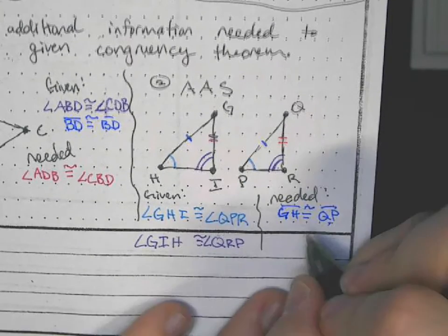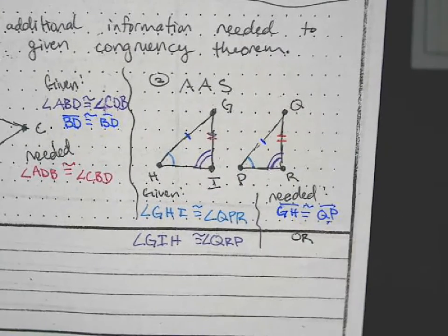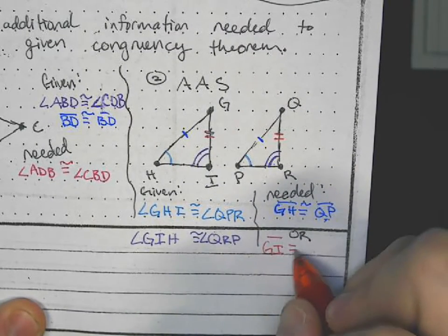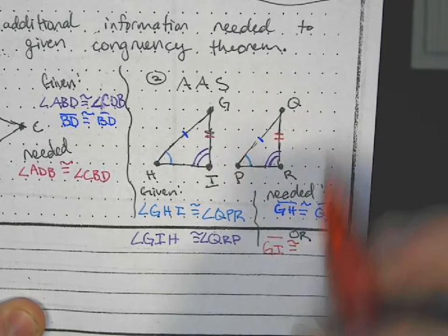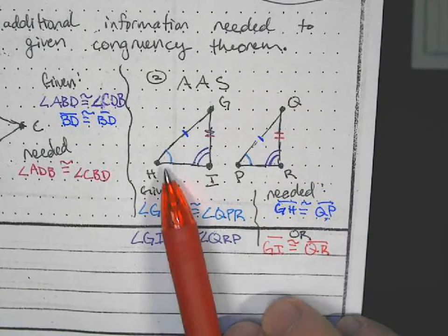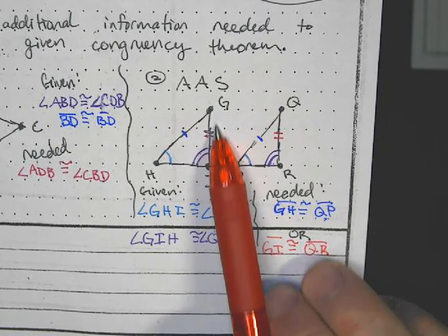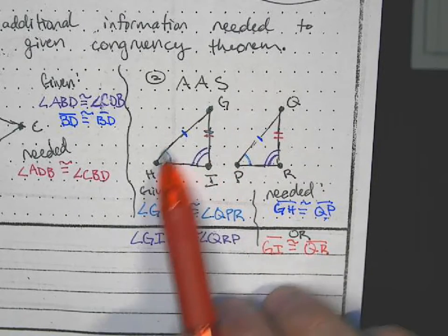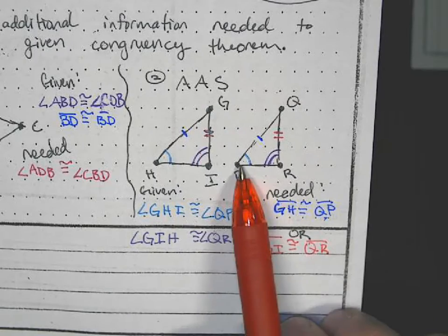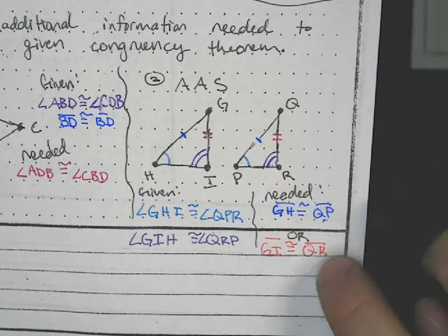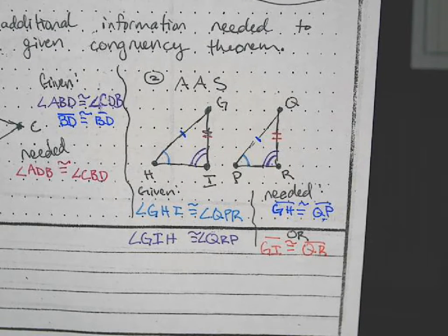Or we could have said GI is congruent to QR, because then I would have angle, angle, side. So we could have gone counterclockwise with angle, angle, side, or we could have gone clockwise with angle, angle, side. Both of these statements are correct, and you only need one of them.